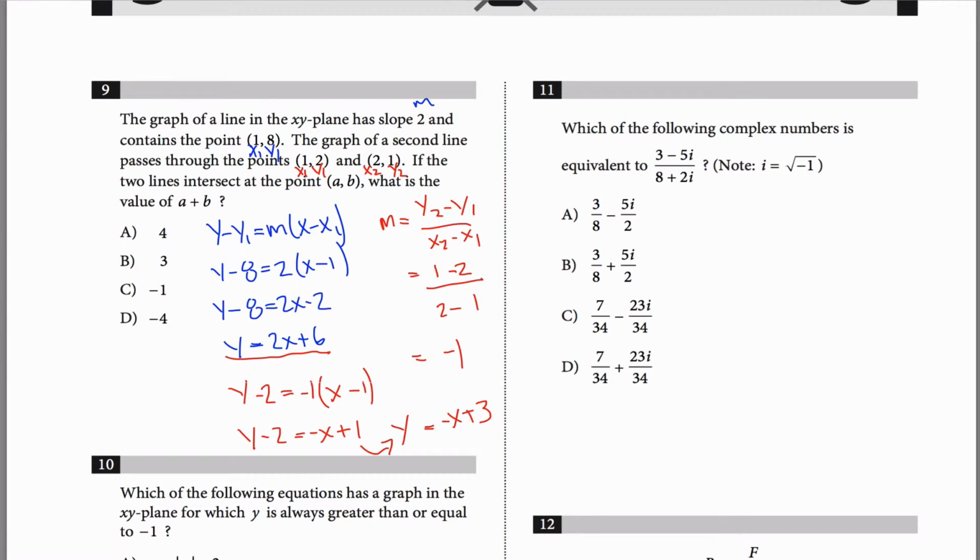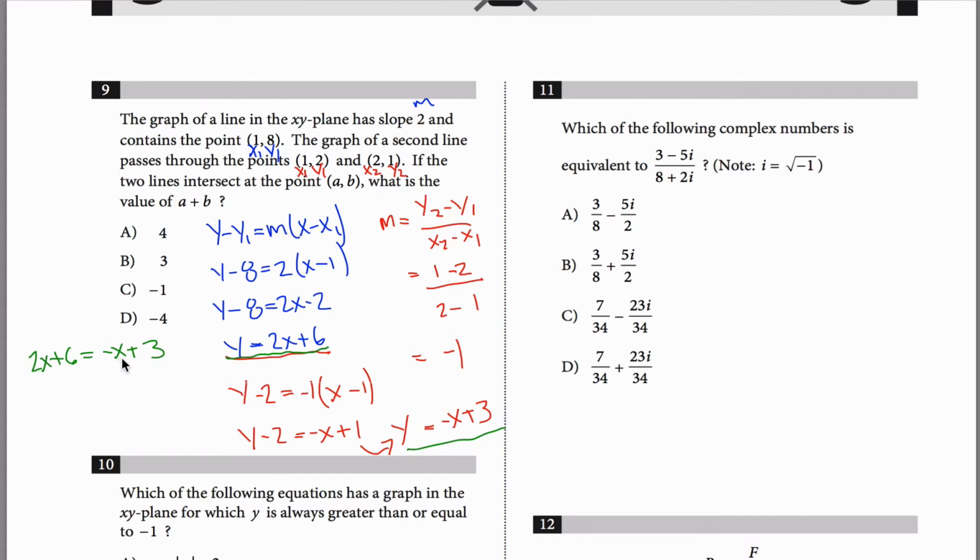This one here, maybe this should be in a different color. This one here, and this one here, and I want to know when they intersect. Well, when they intersect, their x coordinates and y coordinates are the same, so I can set those guys equal to each other. Say this y is the same as this y, so 2x plus 6 would have to be the same as negative x plus 3.